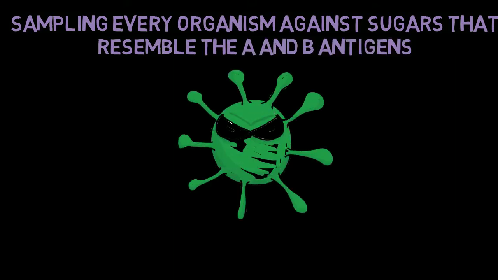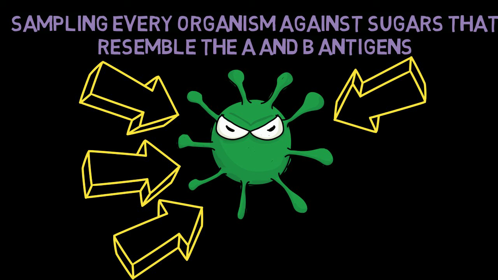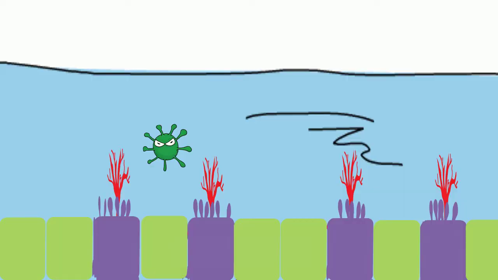They first started by sampling microorganisms in the human feces against sugars that resemble the antigens on red blood cells. One specific enzyme caught their attention. This enzyme was found to be used by a bacteria in the human gut that is able to remove sugars from glycosylated proteins, which are also known as mucins along the human gut wall.